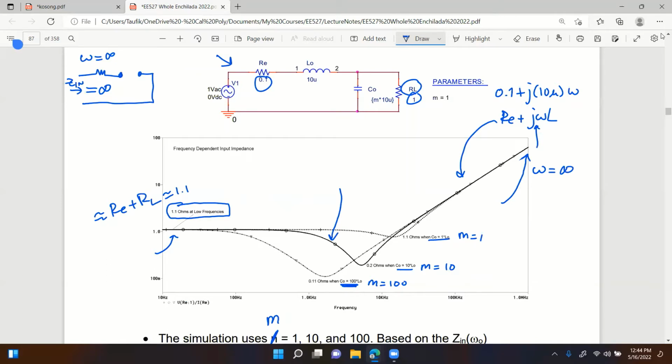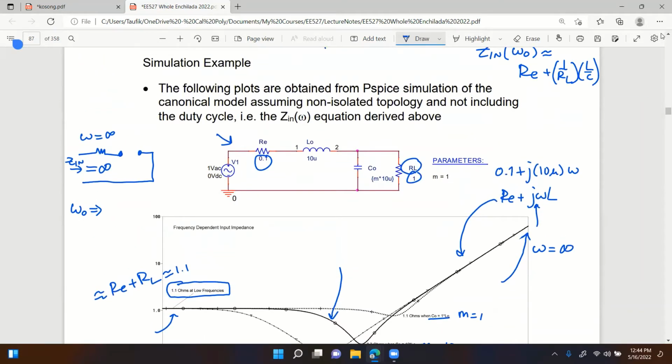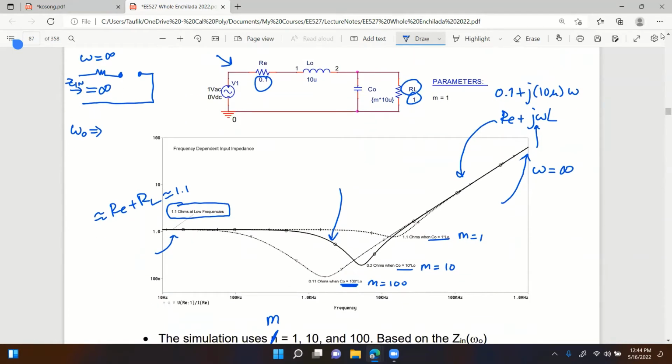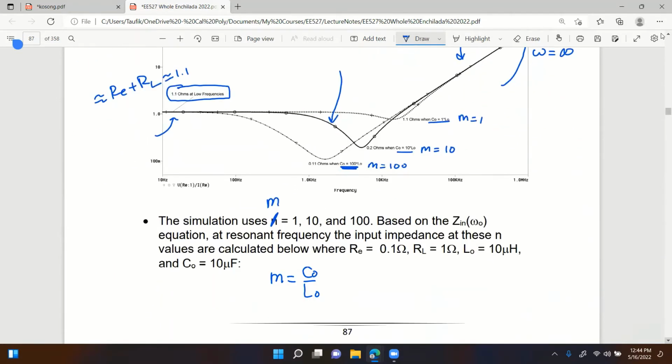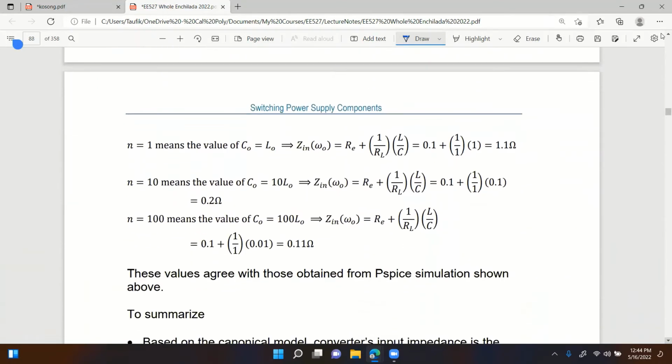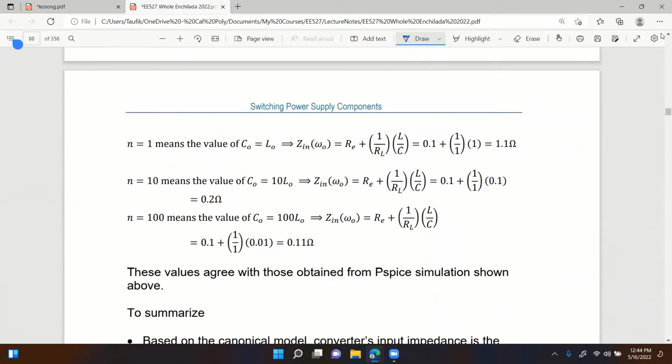And then lastly, at resonance. At resonance, what was the value again? I do not remember. Right here, RE plus 1 over RL times L over C. No, I have the calculation right here. Again, this is M. Please change it.